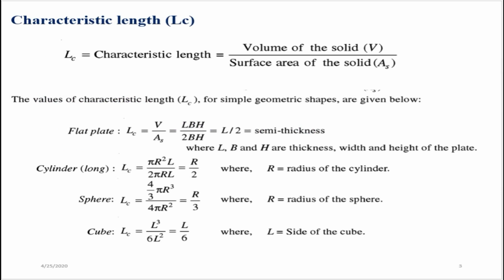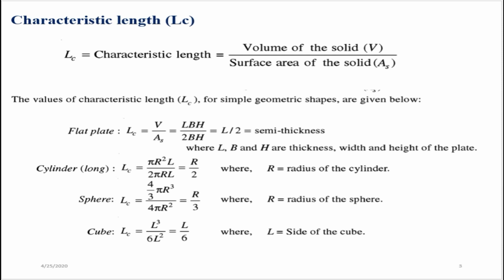Now coming to characteristic length, it is the ratio of volume of the solid to the surface area of the solid. The values of characteristic length for different geometric shapes are given below.